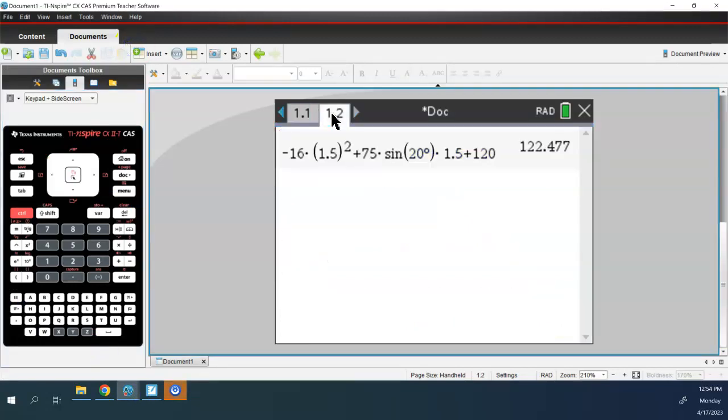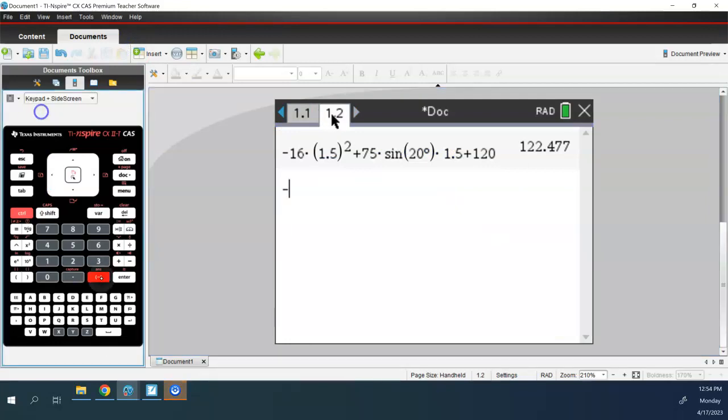And I can plug that into the graphing calculators, it's nice. I'll show you how. I'm going to store negative 16 as A. Then I don't have to keep typing that in.